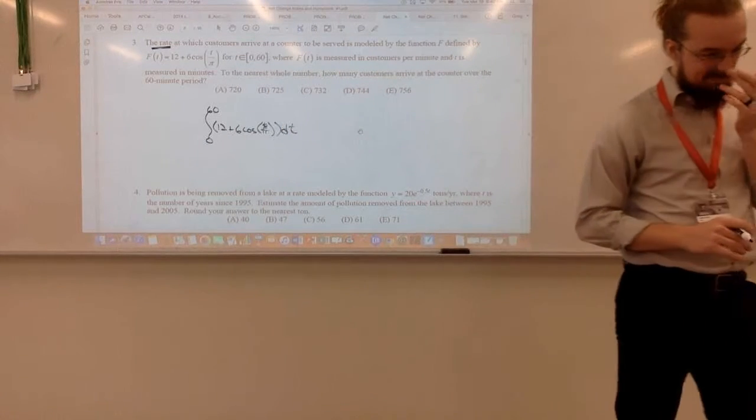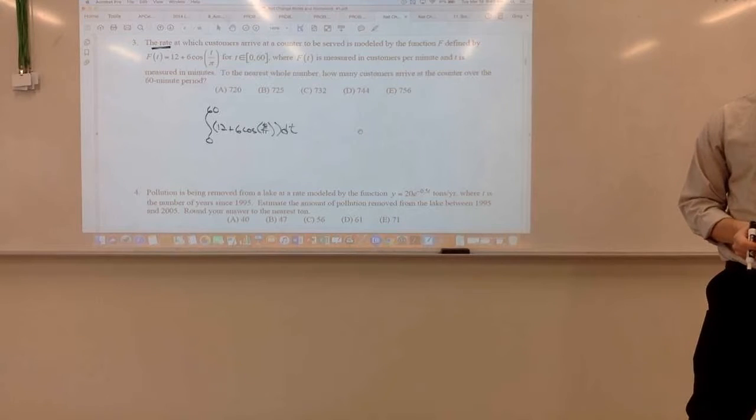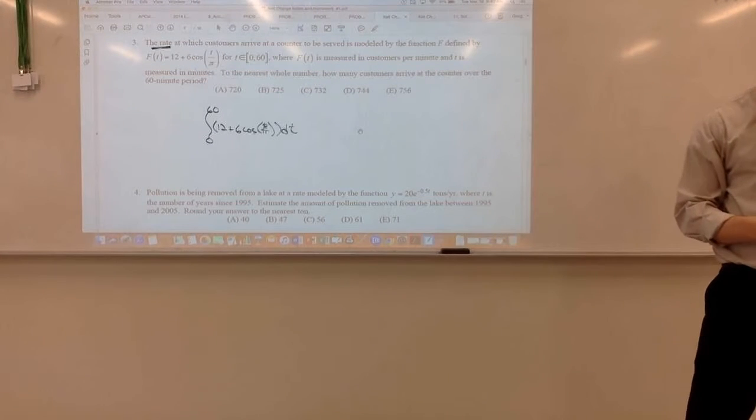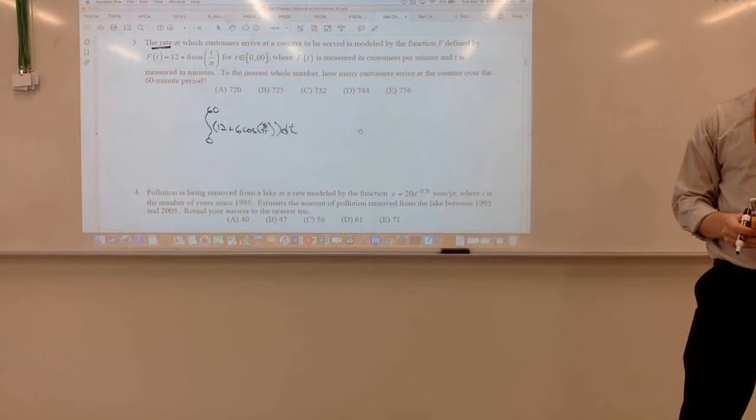You should always round to 3 decimal places. But in this problem, it says round to the nearest whole number since it's multiple choice. What's yours in the different mode? Yeah, I got 725.